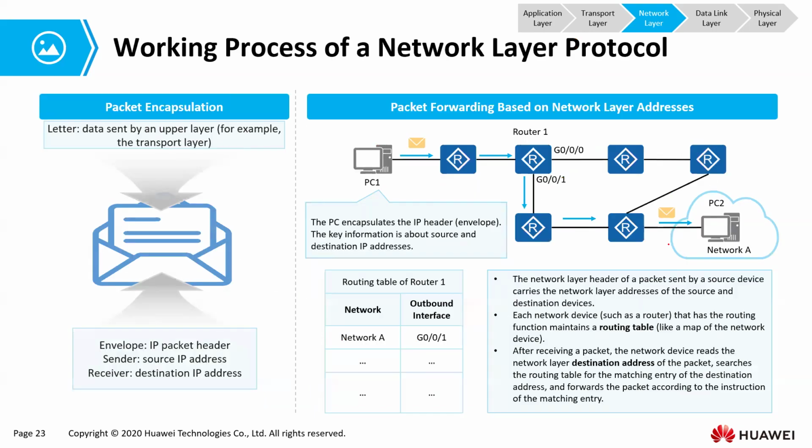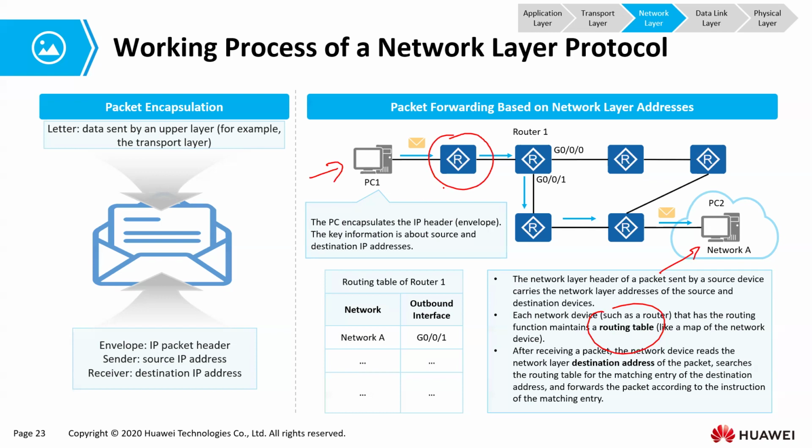Working process of a network layer. The network layer makes use of a routing table to see where the destination network is. So in this example, let's look at this router. There are loads of routes in the panel. So I want to take a look at this router, and send the information from PC1 to PC2.